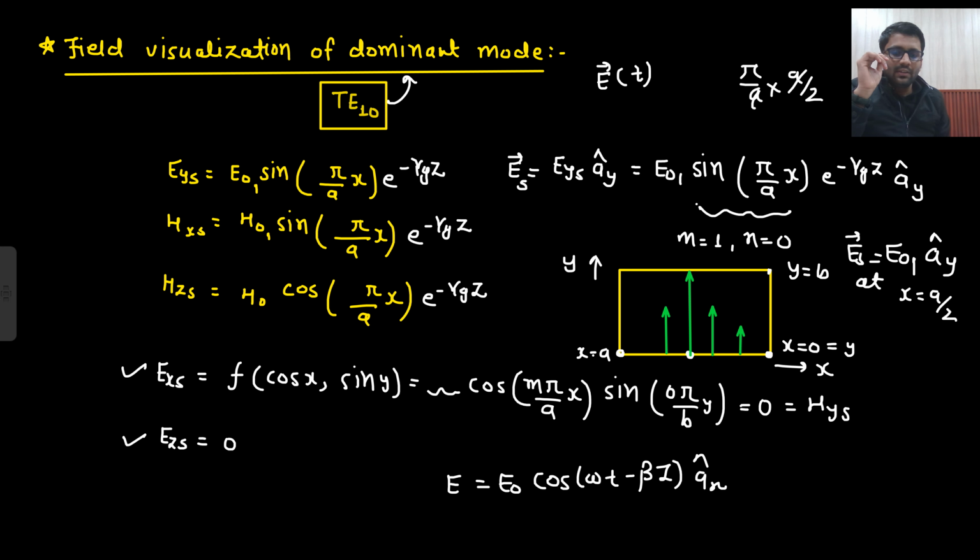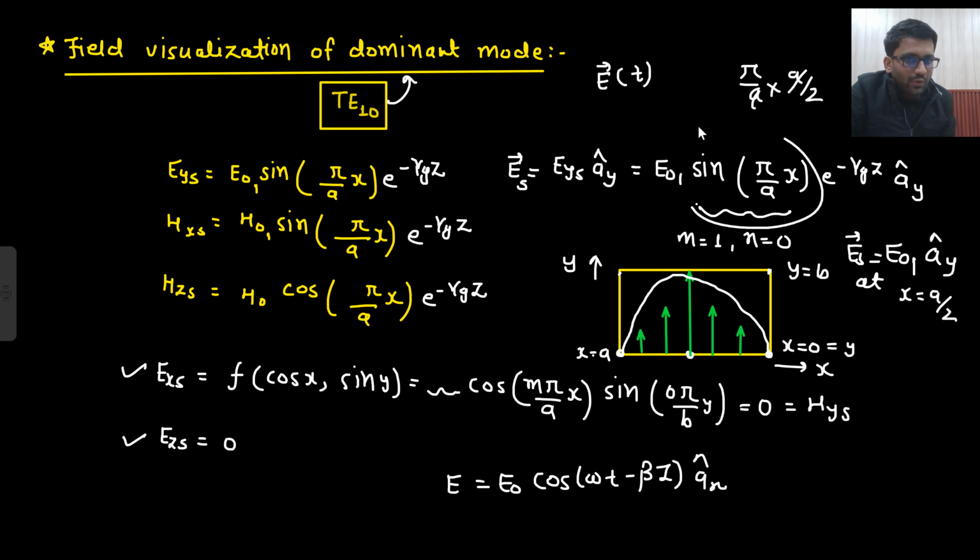The thing is, you will have one half cycle on the x-axis, because the value of m is 1 and the value of n is 0. So here there is no half cycle. On the x-axis you have one half cycle. This is the electric field pattern. Are you getting this point?